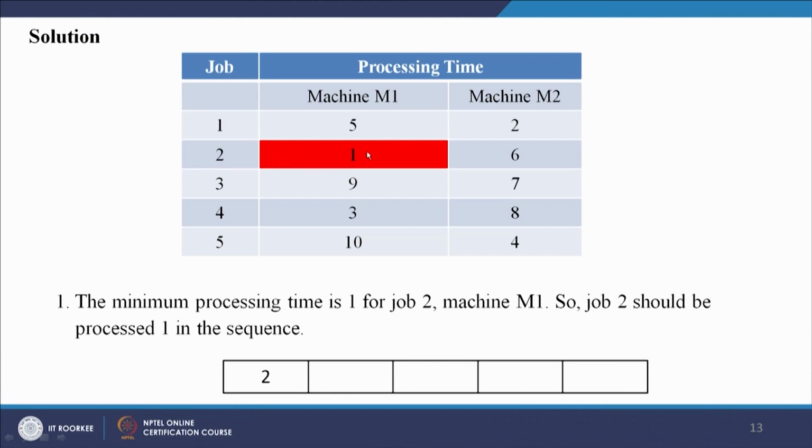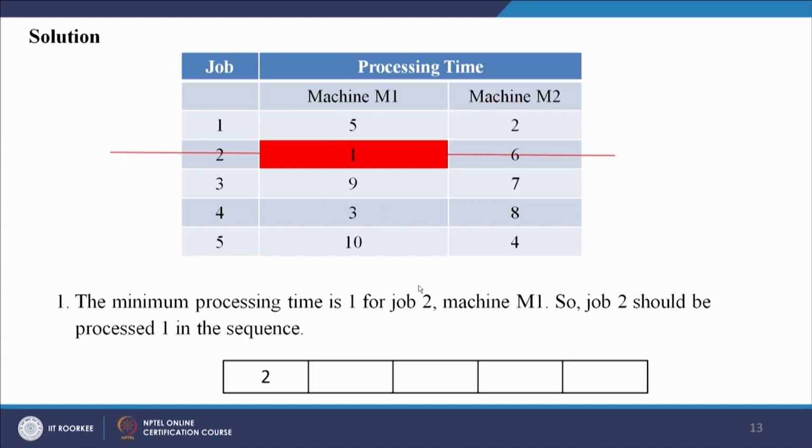Now here we can see the minimum processing time we can find in this column. In machine 1 it is 1, so that is for job 2, and in this table, since it is for machine 1, we will start from this end and we will schedule or sequence job 2 first. So we can see job 2 minimum processing time is 1 hour. So we will schedule it and we will cross this line here. So this is cut now.